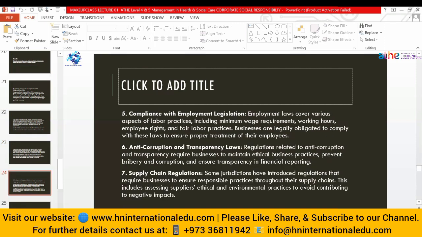Then we have compliance with employment legislation. That is how the behavior should be with the employees, with the workers. Employment laws cover various aspects of labor practices, including minimum wage requirements, working hours, employer rights, fair labor practices. Businesses are legally obliged to comply with these laws to ensure proper treatment of their employees.